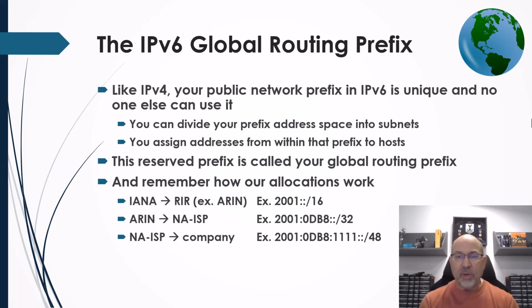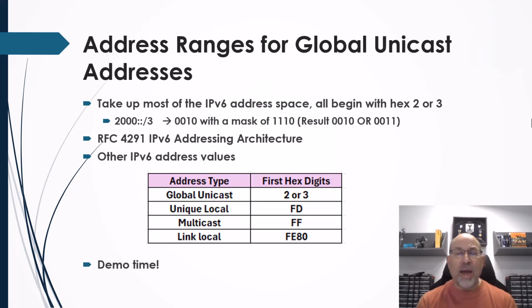And then that ISP would give out a smaller chunk of that same address space to a company or a customer. So in this example, it's 2001:0DB8:1111::/48. And so at each one of these steps, there's 16 bits of address space that is allocated to whatever the next layer down is. So that would be the global routing prefix, and the addresses that are contained in there are the global unicast addresses. So these are unique. They're part of the public address space for IPv6.